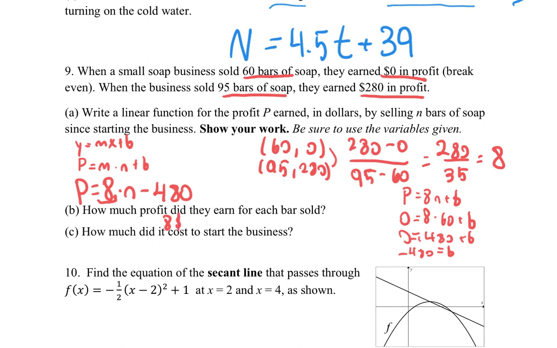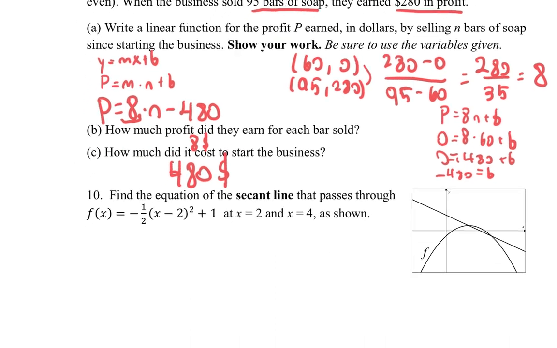How much did it cost to start the business? Well, that is saying if we don't sell any bars, how much did we have to spend no matter what? So if I plug n equals 0 into that, you get minus 480. So that means $480 took to start the business, because if I don't sell anything, my profit will be negative $480, which means I've already spent $480 on this.